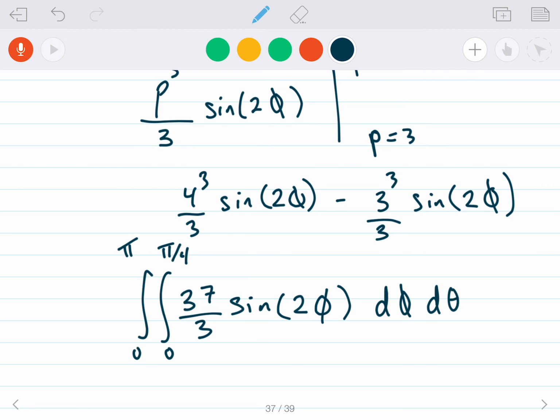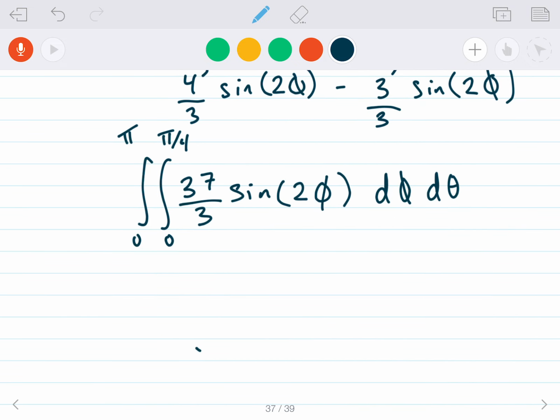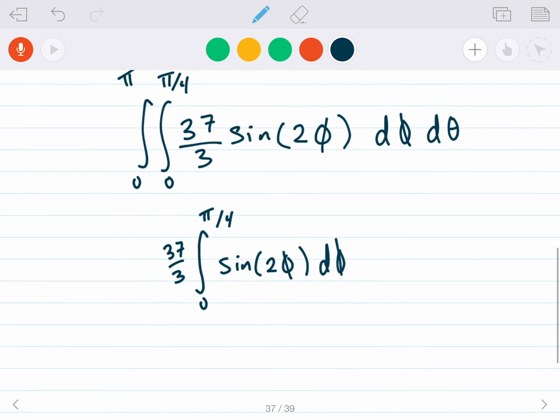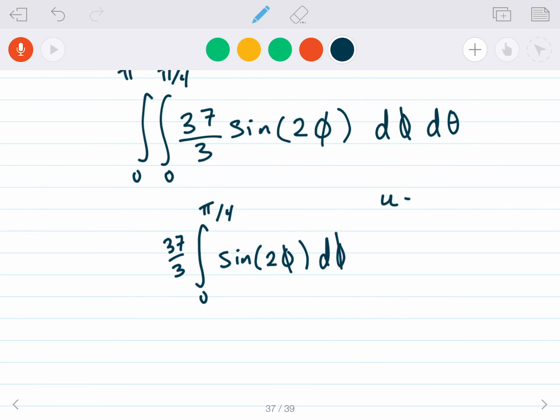So let's go ahead and integrate this with respect to phi. I'm just going to bring this integral down here and leave the 0 to pi alone for a second. I'm going to pull out the 37 over 3, and now I have sine of 2 phi d phi. What I'm going to do here is the classic little u substitution trick. We're going to let u equal 2 phi, and therefore du is equal to 2 d phi, and therefore d phi, if I divide both sides by 2, is du over 2.